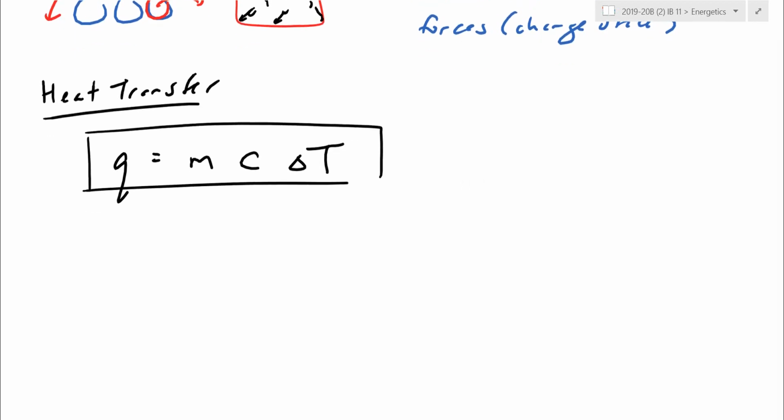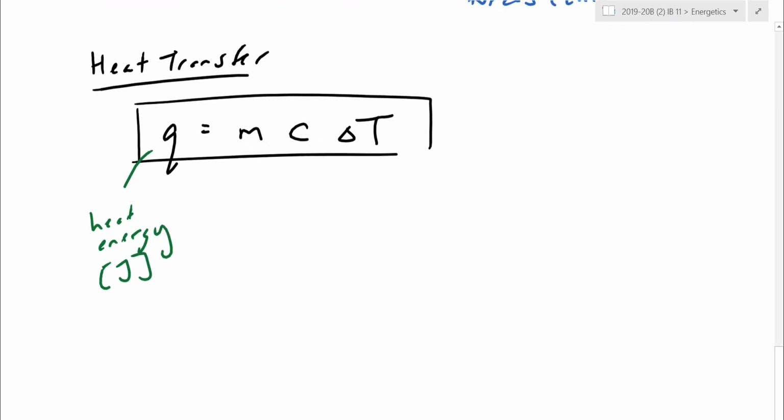Let me just explain some of these terms here. Q, we're going to use as heat energy. For energy, depending on your context, you either use joules, or in the context of moles, we may actually have kilojoules. m here is going to be mass. The SI unit for mass is supposed to be kilograms, but usually in chemistry, we do grams. c, like I mentioned, is going to be a constant.